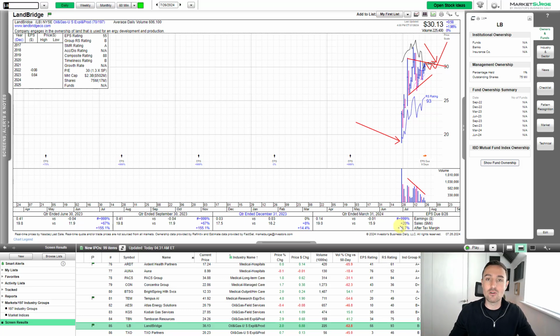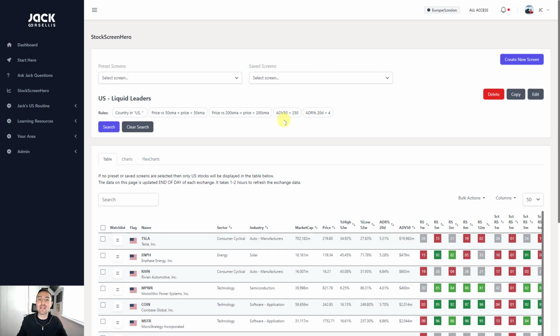I'll now take you across to my custom built stock screener, Stock Screen Hero, and show you how to find these liquid momentum type stocks. Okay guys, we're now on my custom built stock screener called Stock Screen Hero. So if you like those liquid momentum explosive type of stocks that can make some big runs to the upside, you may like this screen.